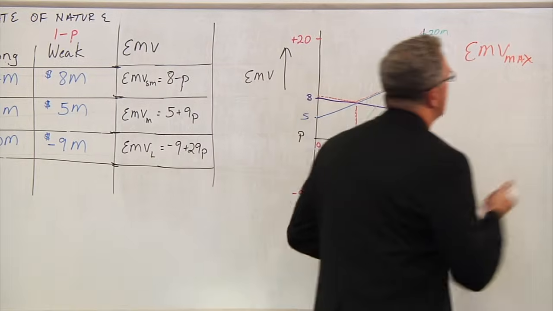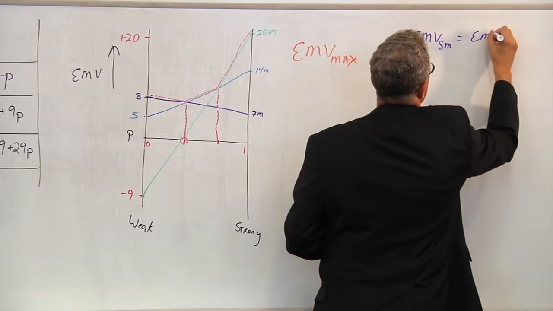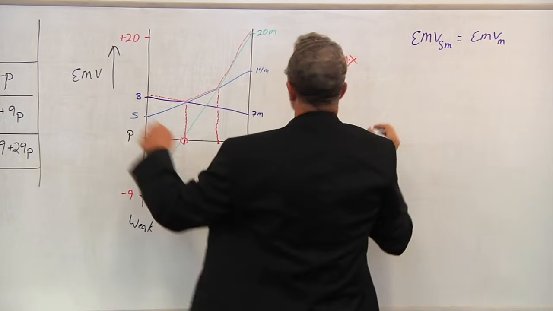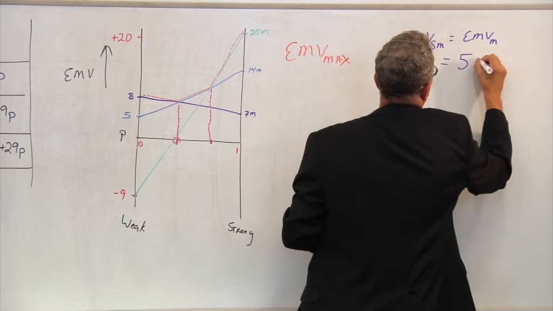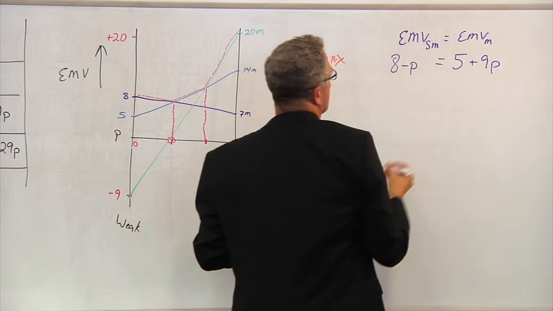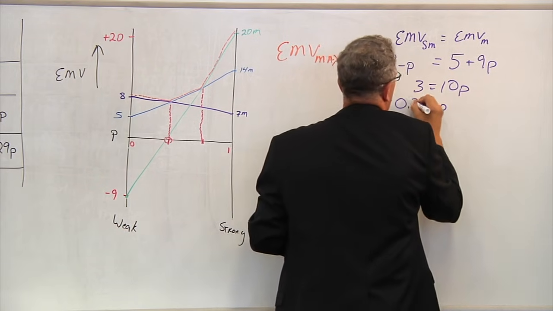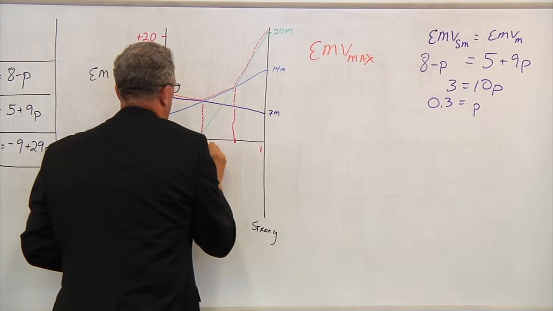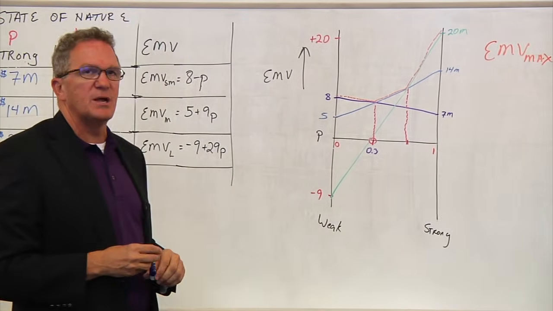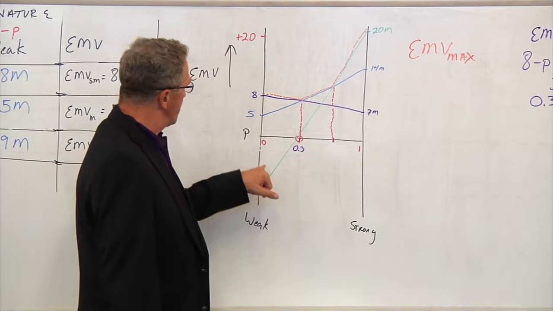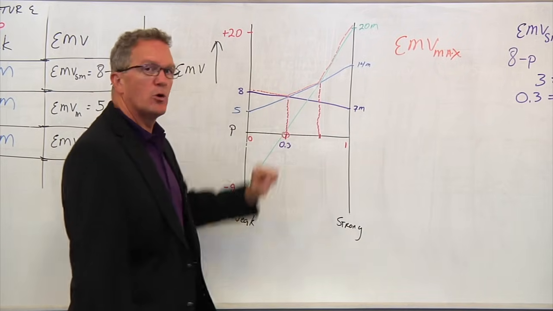So it's going to be where the expected monetary value of small equals the expected monetary value of medium. Small is 8 minus P. Medium is 5 plus 9P. Go through all this, I find out that 3 equals 10P, P equals 0.3. At 0.3, if I have a 30% probability of strong demand, I am indifferent between small and medium. If the probability of strong demand is between 0 and 30%, we would prefer to invest in small. Once we get past this point, we prefer medium.